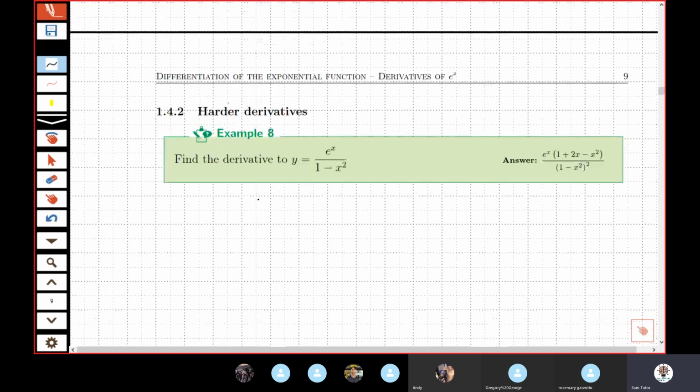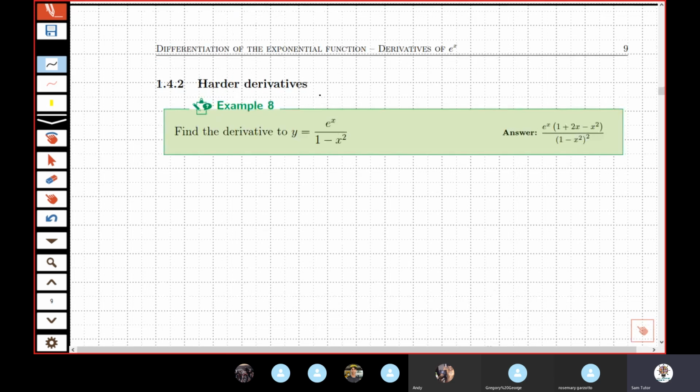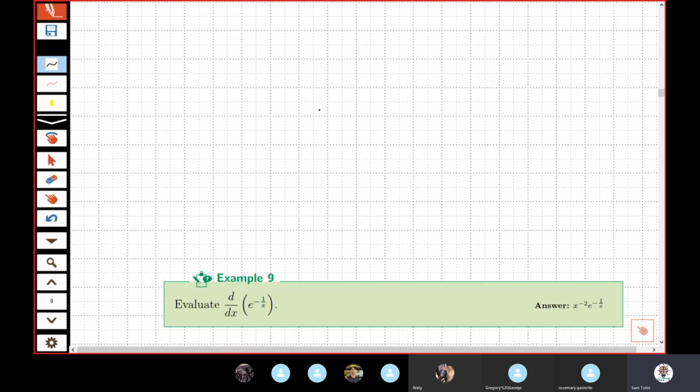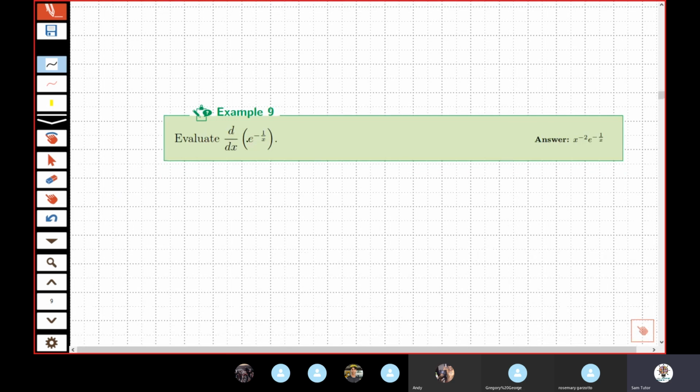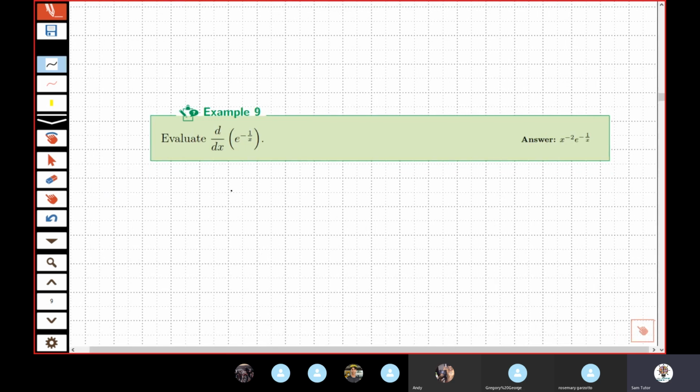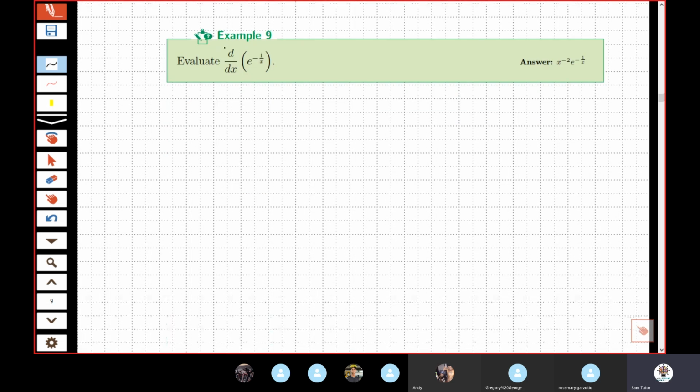Harder derivatives. Ooh, scary. Nah, it's not that much harder. It's the exact same. I can already see it. Don't worry. This one, e to the power of -1 on x. Yeah, maybe that one's a bit harder. Let's try that. So d of whatever on dx just means differentiate.